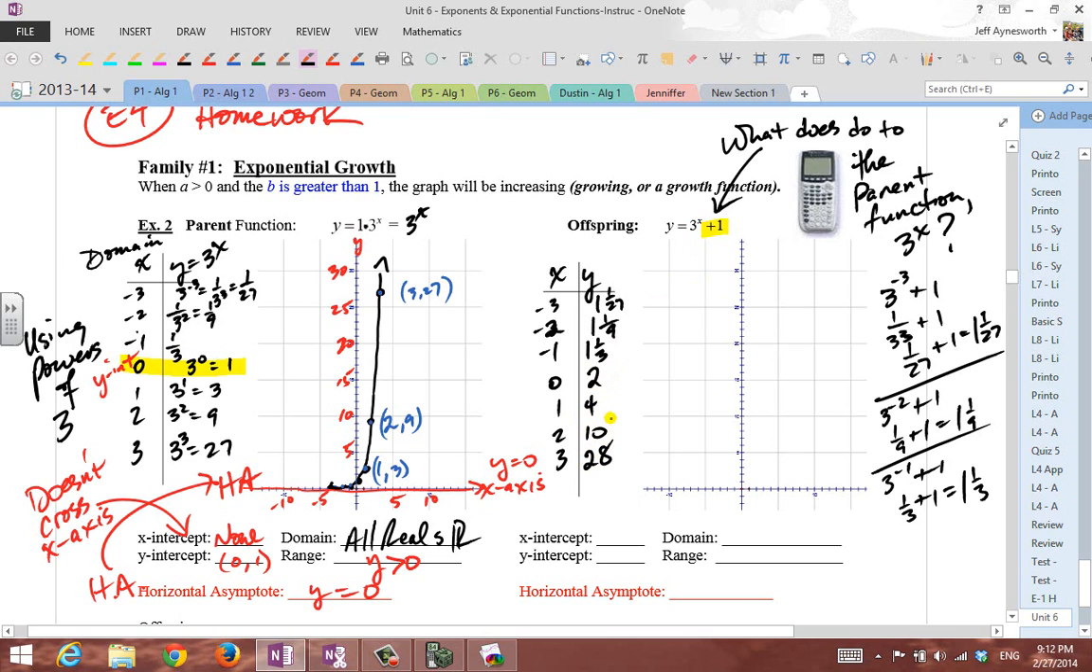And if you compare these values, look at this. (2, 9) became (2, 10). (3, 27) became (3, 28). The y values are increased by 1, and that's why this thing shifts up 1 unit. All right, it's a vertical shift. How about that? It's just like the last one.